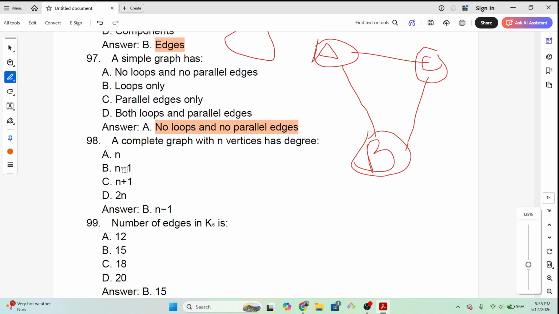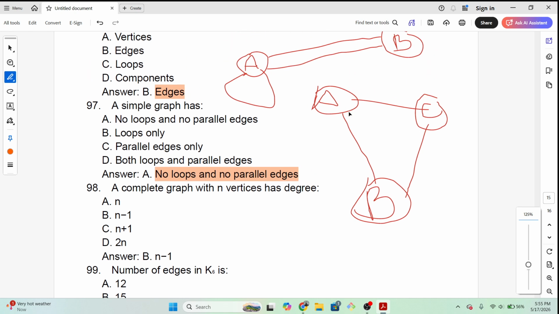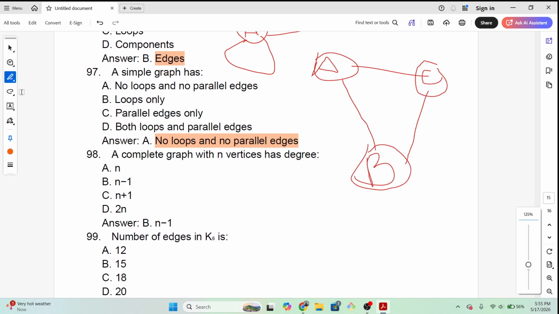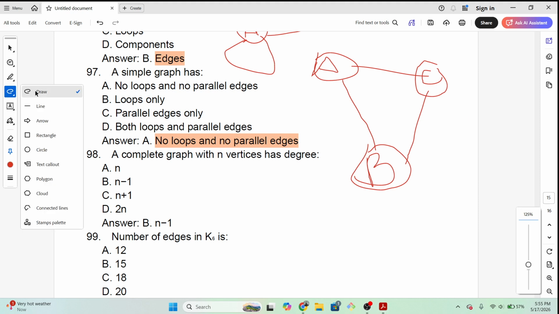Next, question number 98. We have a complete graph with n vertices, what is its degree? One minute. What is a complete graph first? Let me show you with an example. This graph is a complete graph.